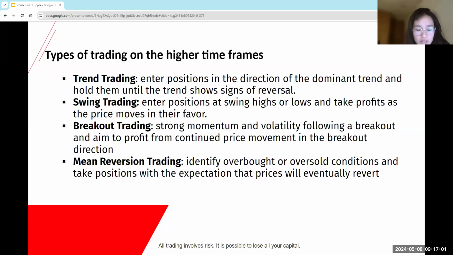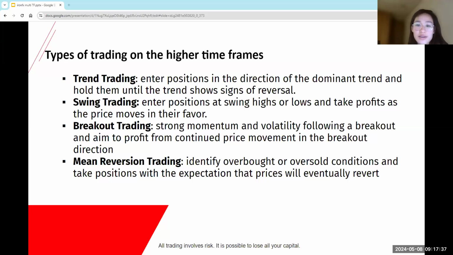Okay, so types of trading on the higher time frames. Trend trading involves entering positions in the direction of the dominant trend and holding them until the trend shows signs of reversal. So for these, it often involves the use of technical analysis tools to identify and confirm the trend. It can be like your indicators or your support and resistance levels or your trend lines, and so forth.